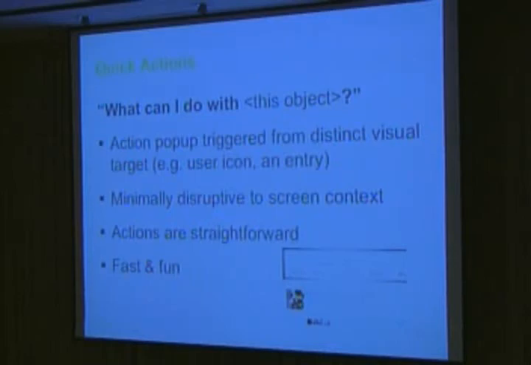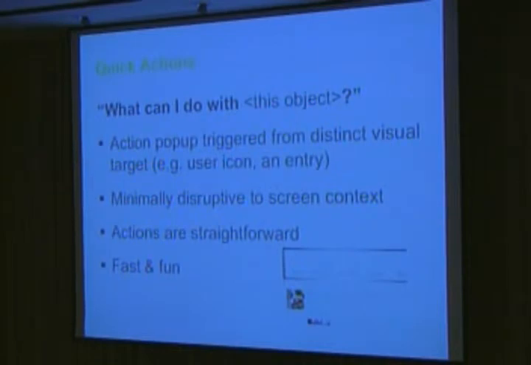So the quick action pattern is used to address the question of what can I do with a particular object. It's a pop-up triggered from a distinct visual target, for example, the user icon or an entry in the list field. It should have minimal disruption on the screen, so usually it pops up either right on top of the target object or below the target object.